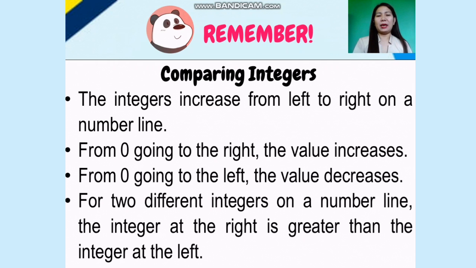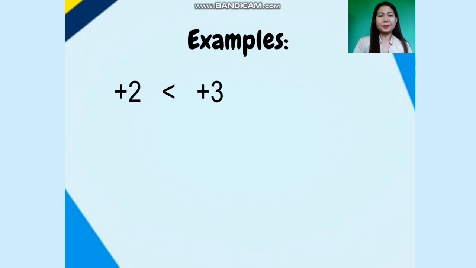So let us compare integers. The integers increase from left to right on a number line. So from 0 going to the right, the value increases. From 0 going to the left, of course, the value decreases. For two different integers on a number line, the integer at the right is greater than the integer at the left. So let's compare. Positive 2 is less than positive 3.